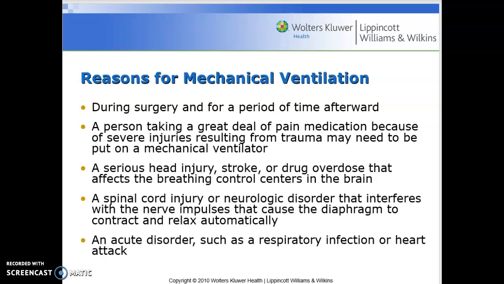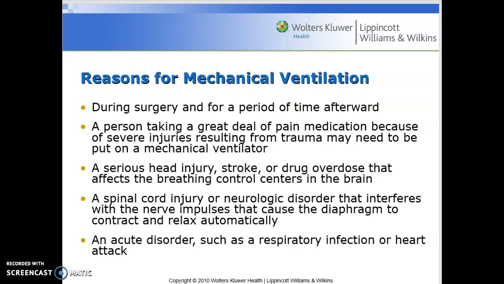If they've had a head injury or a stroke, anything that affects the control center of the brain may not tell the body to breathe. If they have a spinal cord or neurological injury or disorder, there again, that's messing with the communication, and the brain may not be telling the body to breathe. So it would be used for that reason.